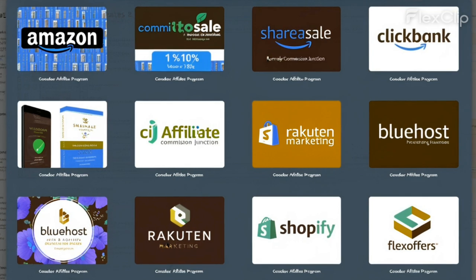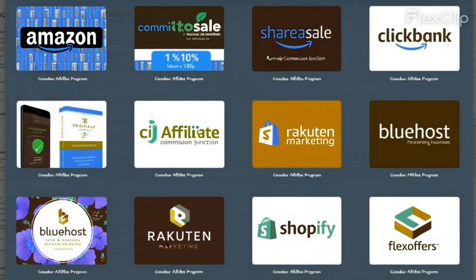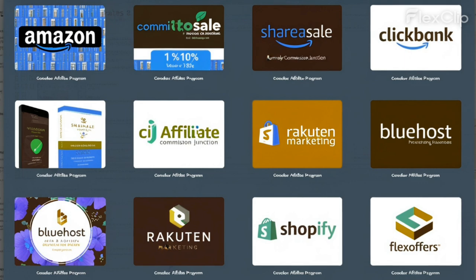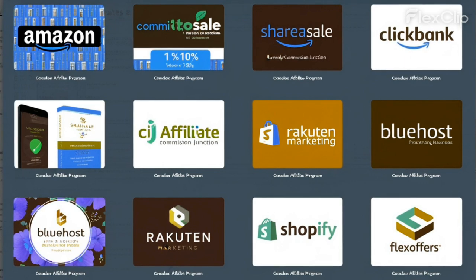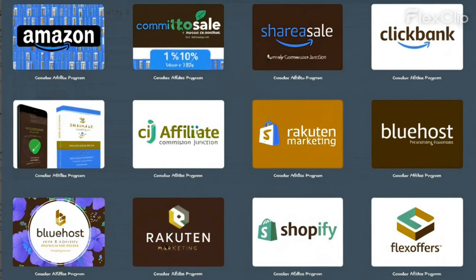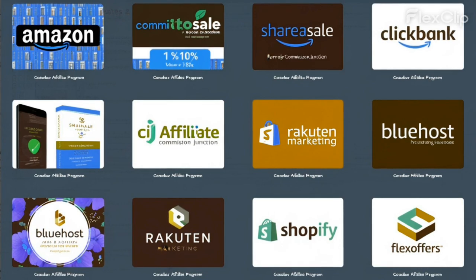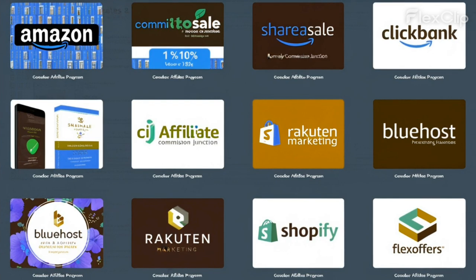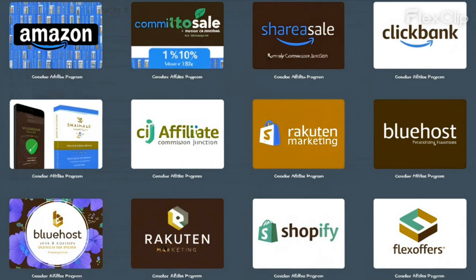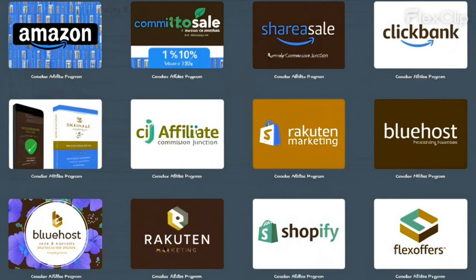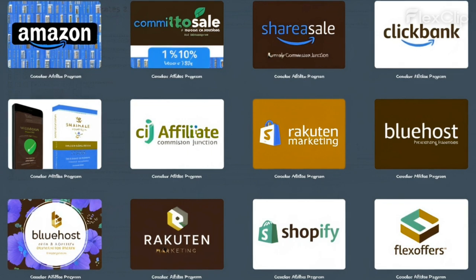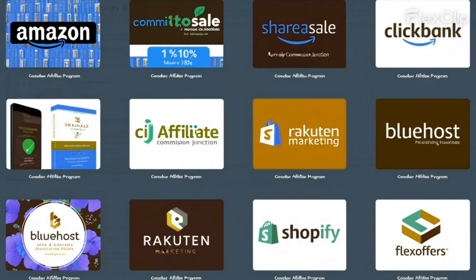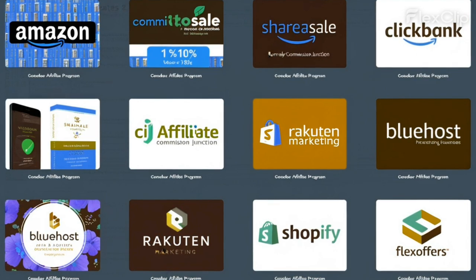Amazon Associates, one of the most well-known affiliate programs, offering commissions on nearly every product sold on Amazon. Commission rate: 1% to 10% depending on the product category. ClickBank, a leading platform for digital products like ebooks, software, and courses. Affiliates earn a percentage of sales from products promoted. Commission rate: 50% to 75%.